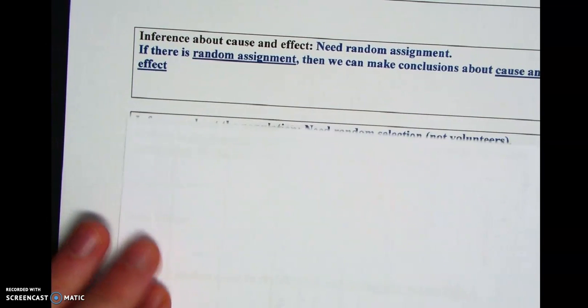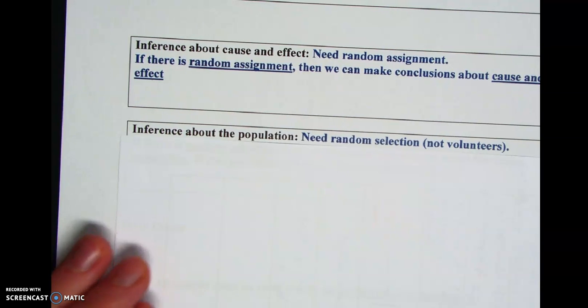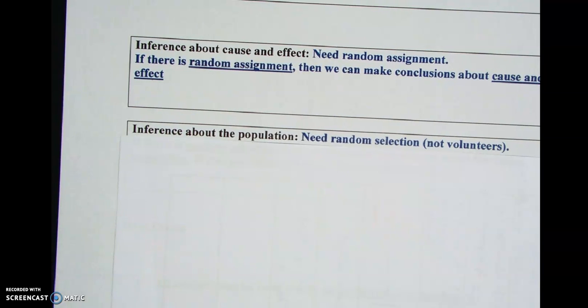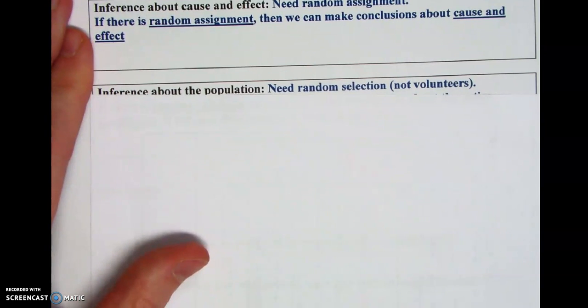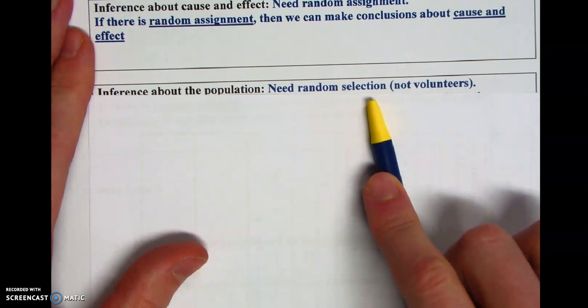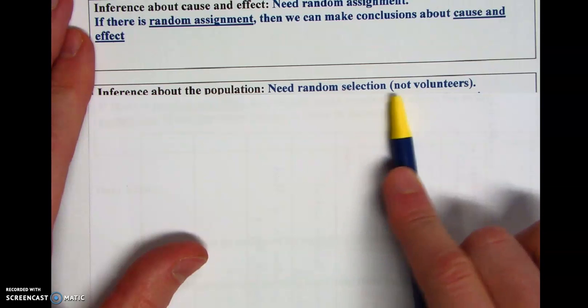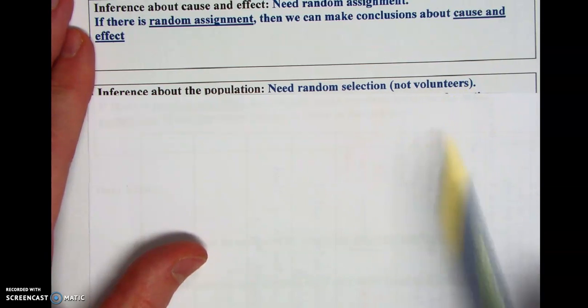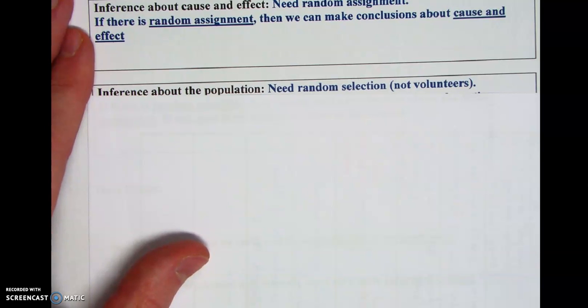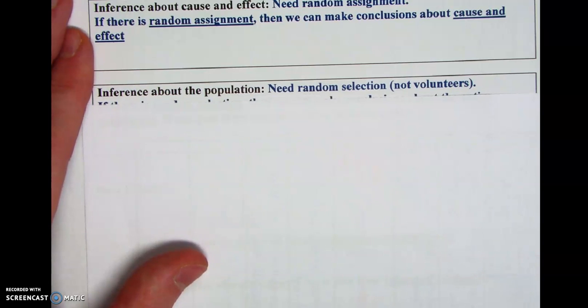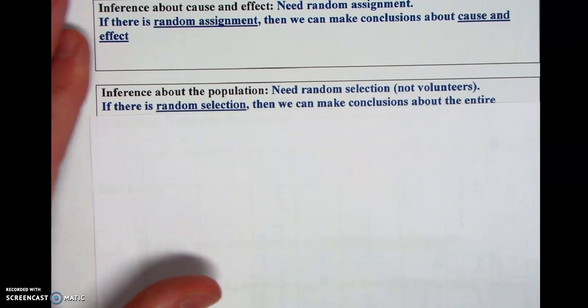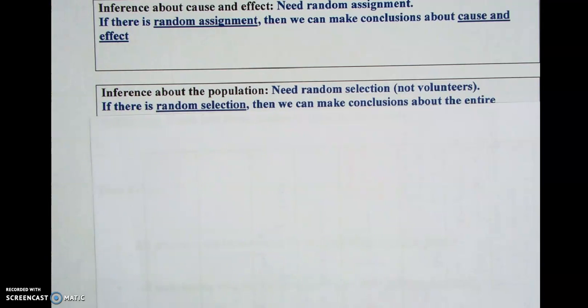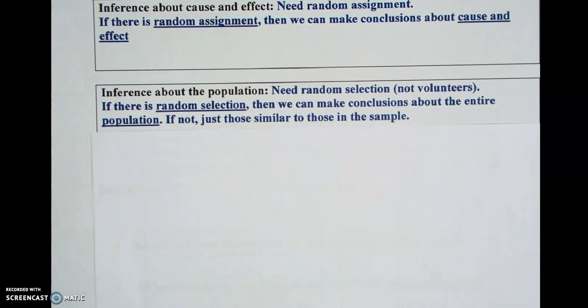And the second is the population. Can we say this applies to the entire population? And in general, what we're looking for, is this a random selection? Is this a random sample? Or is it just volunteers? If it's just volunteers, then it doesn't apply to everyone, because volunteers are not like the general population. They're different. If there's random selection, and if you want to put in parentheses a random sample, then we can make a conclusion about the entire population. If not, then it's just similar to those in the sample.